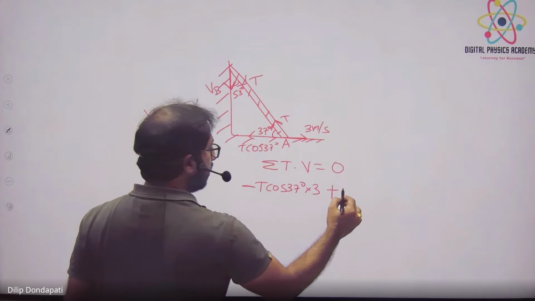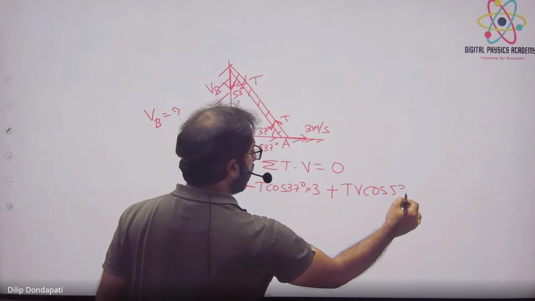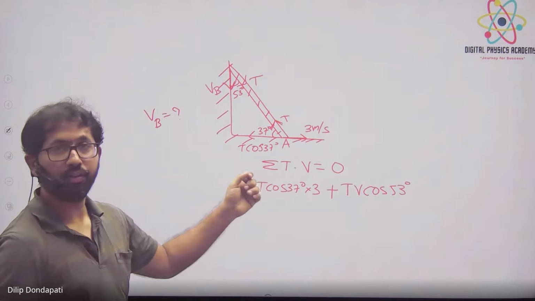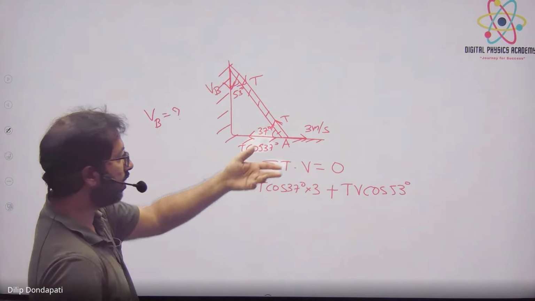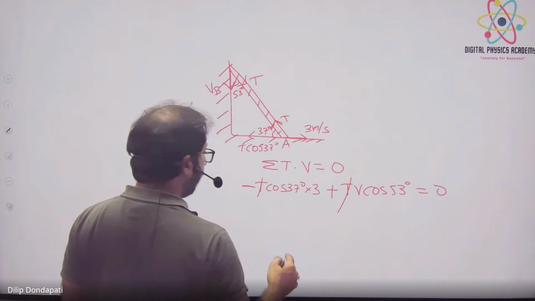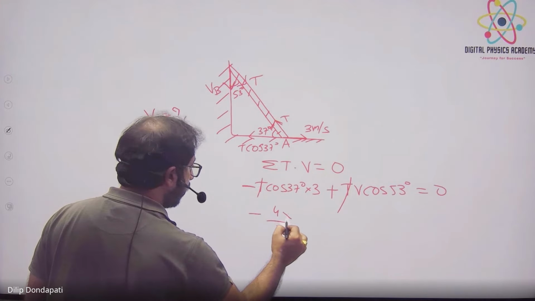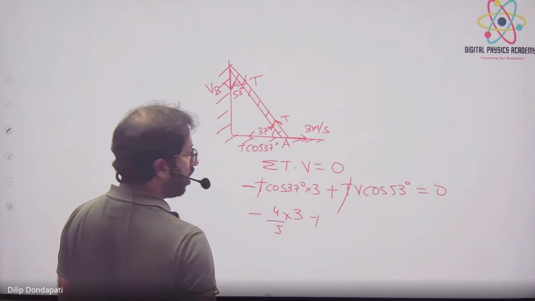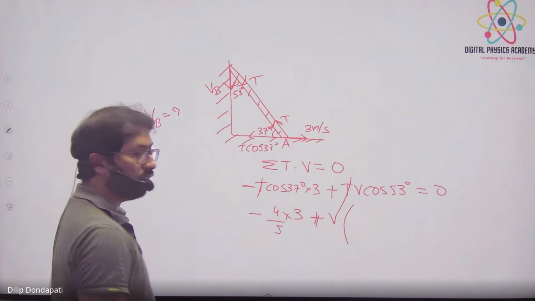So what is the plus T V cos 53? See, T dot V formula क्या है? F s cos theta, right? F v cos theta. So that's why cos angle between them is 53, equal 0. Now use करो, T cancel. Cos 37 is 4 by 5, so into 3 plus cos 53 कितना है? V into cos 53 is how much?